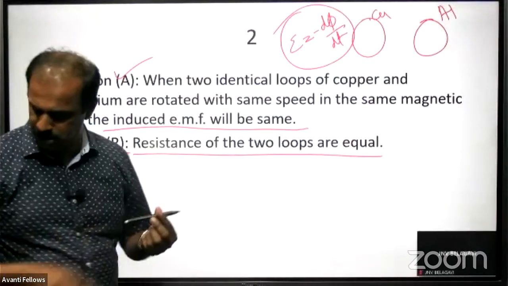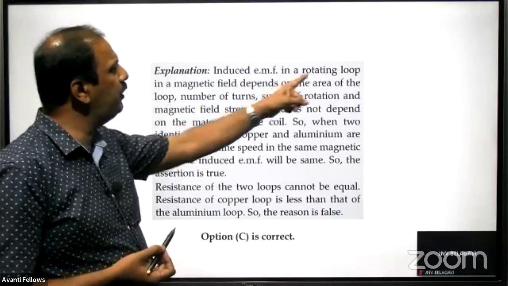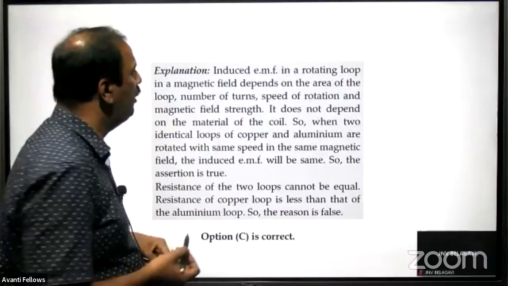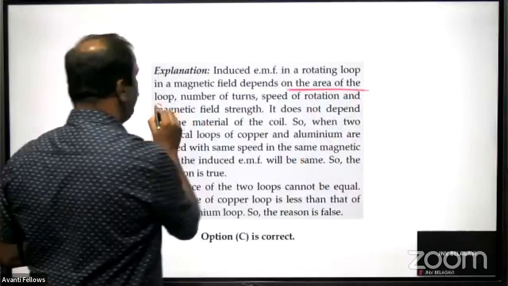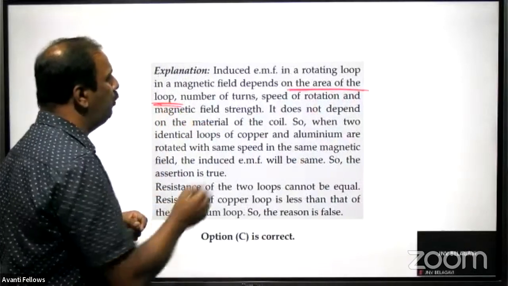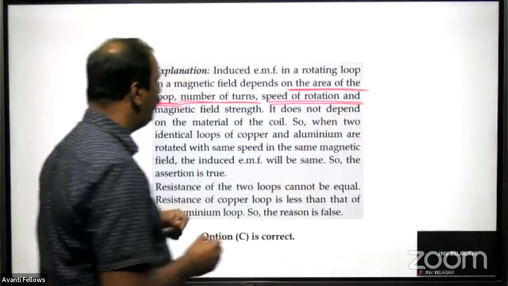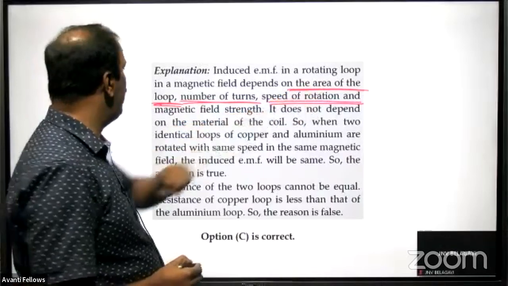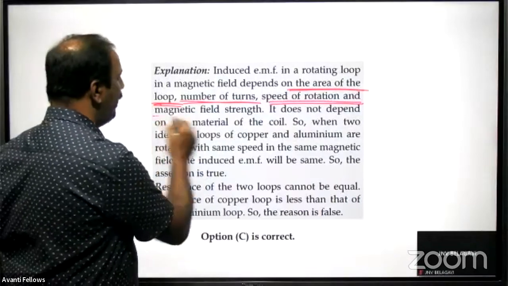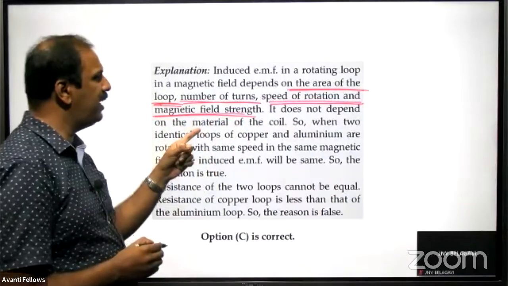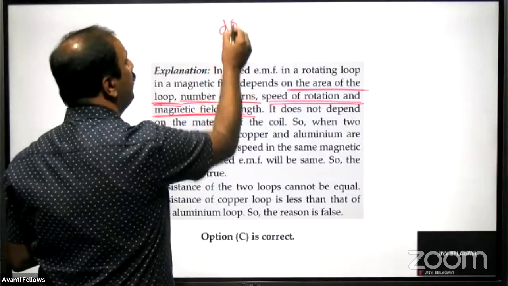Okay, so we'll see the answer. Don't think about whether the answer is given. Okay, here the explanation is given. The induced EMF in the rotating loop in a magnetic field depends on the area of the loop, number of turns, speed of rotation, and the magnetic field strength. These many things are there, because we have d phi B by dt.